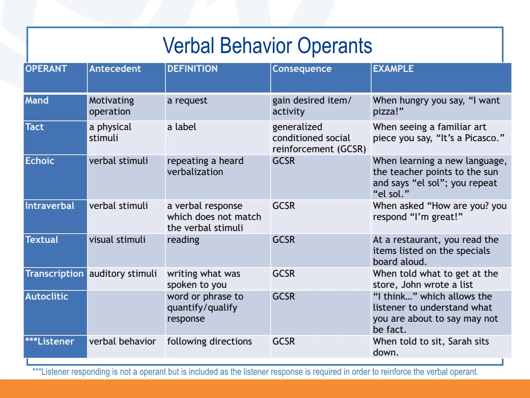Textual is where there's a visual stimulus as the antecedent, and so it's basically just reading. So at a restaurant, you see the specials board, you might read it out loud. The transcription is you get an auditory stimulus and you write down what was spoken to you. And so when told to get some stuff at the store, you may make a list so that you don't forget anything.